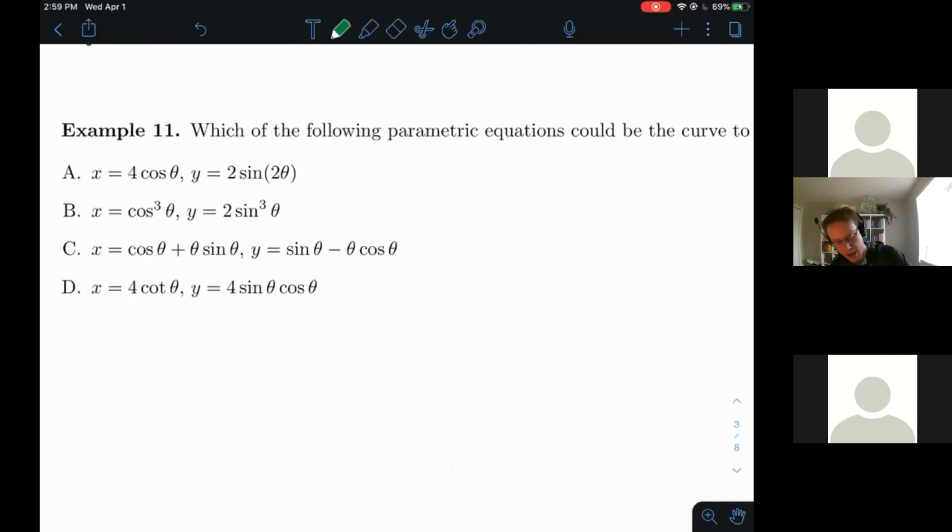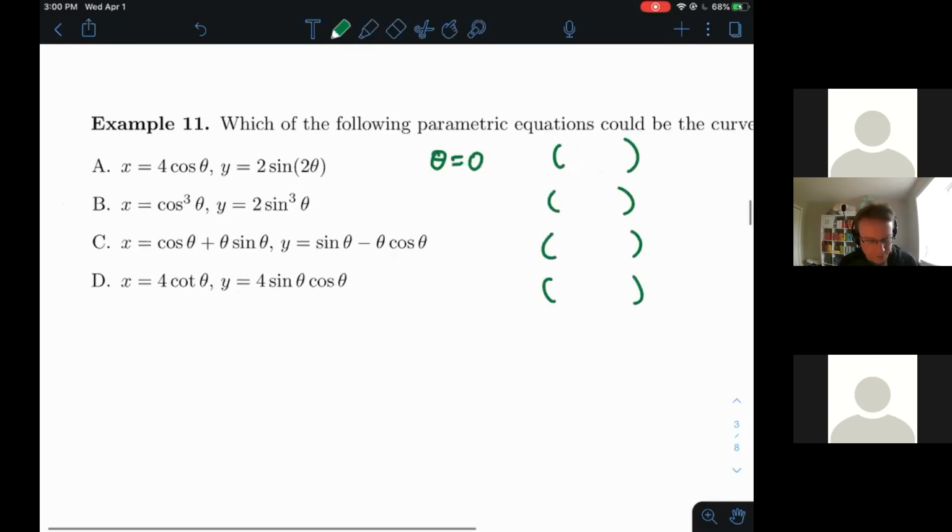If I plug in, for instance, theta equals 0, which is equivalent to plugging in t equals 0, I just want to know what point I would get out. I'm going to do that for A, B, C, and D. Again, I'm trying to make this curve here. If I get any points out that aren't on this curve, there's no way that this could be the parameterization.